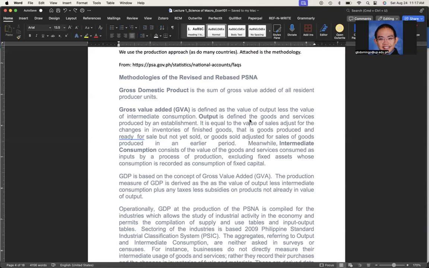and ready for sale, but not yet sold, or goods sold adjusted for sales of goods produced in an earlier period. Meanwhile, intermediate consumption consists of the value of the goods and services consumed as inputs by a process of production, excluding fixed assets, whose consumption is recorded as consumption of fixed capital. So again, this is very similar to what we've talked about. It's value added, output minus intermediate consumption.